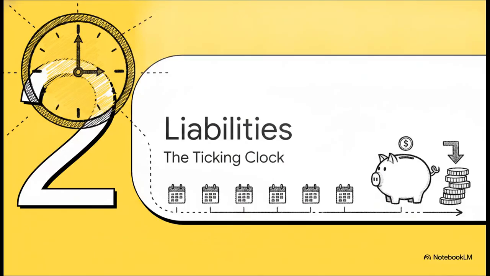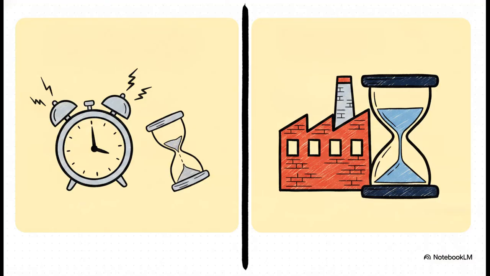Moving on to Section 2, liabilities, the ticking clock. This is all about present obligations. All right, by definition, a liability is a present obligation to transfer economic value to another party sometime in the future. It's simply what the company owes. And here's the kicker. The 12-month threshold is the ultimate dividing line. It's what separates short-term urgency from long-term structural obligations.